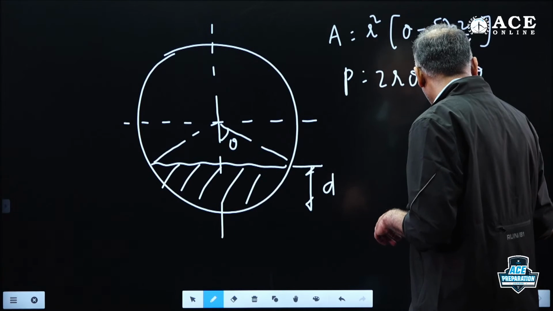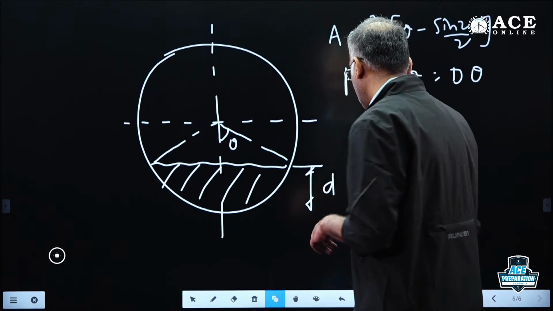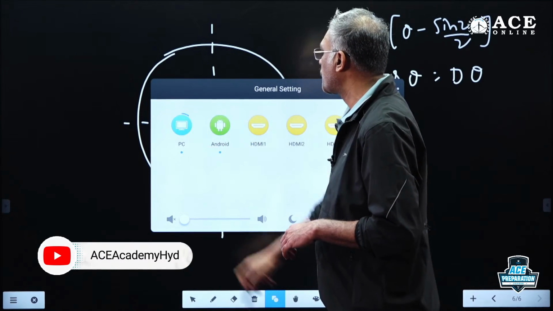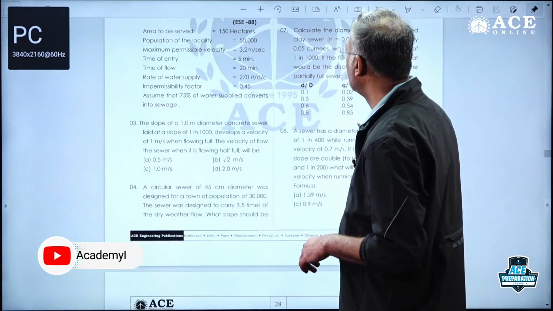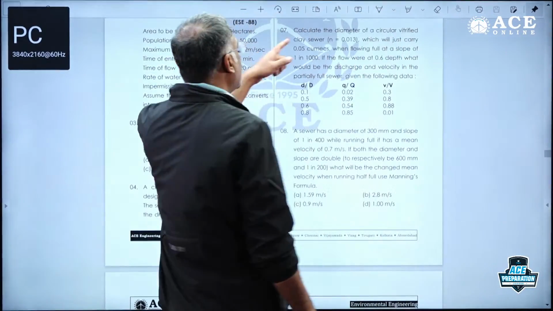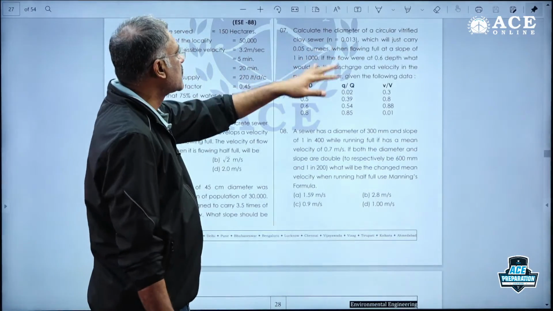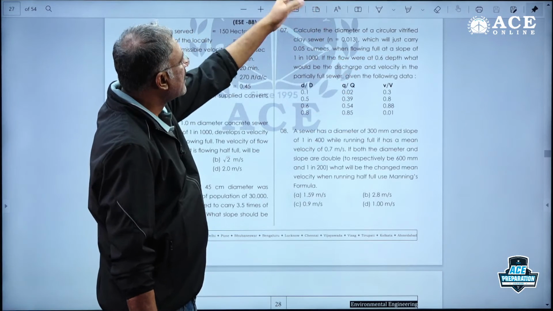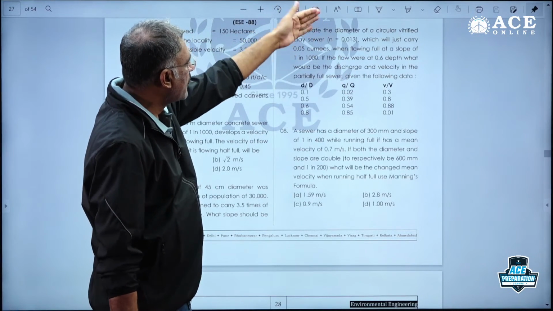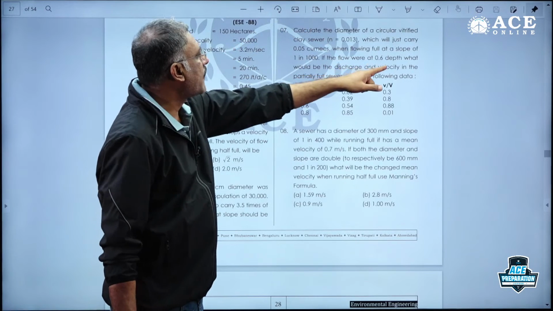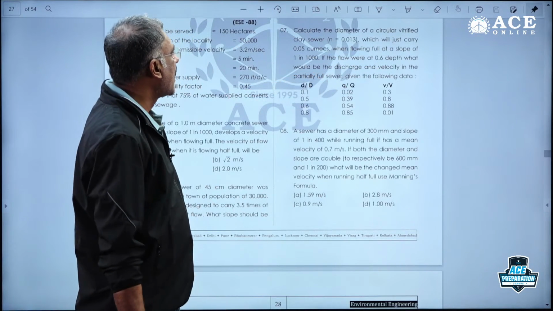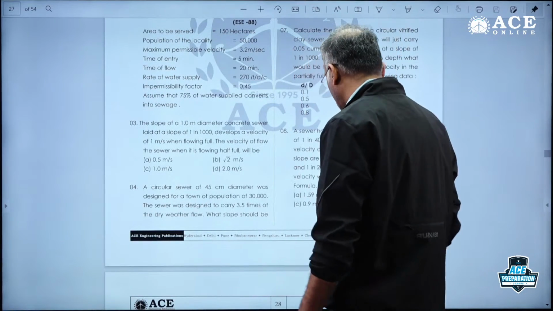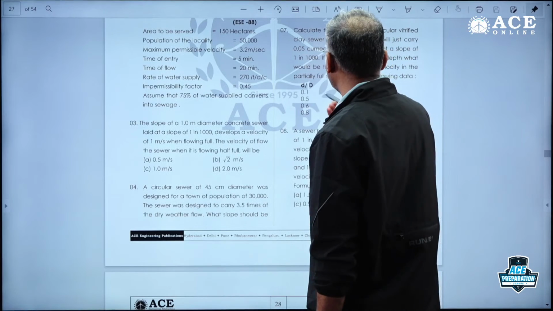Let us take one example and try to solve the question. So now the question is: calculate the diameter of a circular vitrified clay sewer, when flowing full at a slope of 1 in 1000. The first part answer is the diameter, we got 0.3 for example. If the flow were at 0.6 depth, what would be the discharge and velocity in the partially flowing sewer? The first part, the diameter, we already know how to calculate.